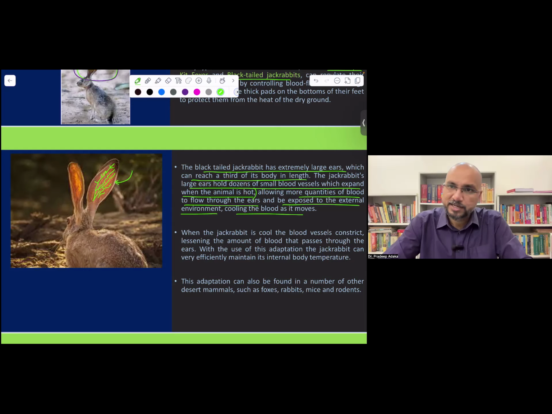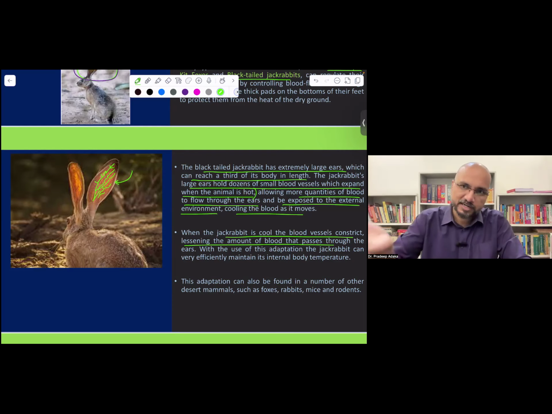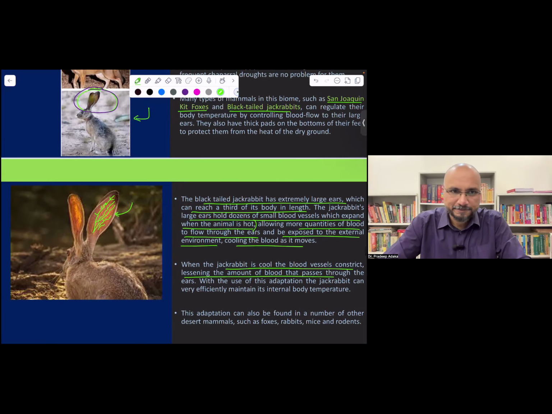Okay, so when the animal is cool, the blood vessels will constrict. When the jackrabbit is cool, the blood vessels constrict, lessening the amount of blood that passes through the ear. When the animal is hot, more blood will flow through the ear, and when it comes in contact with air, it will cool down. So it is a mechanism to regulate the body temperature. Got it?